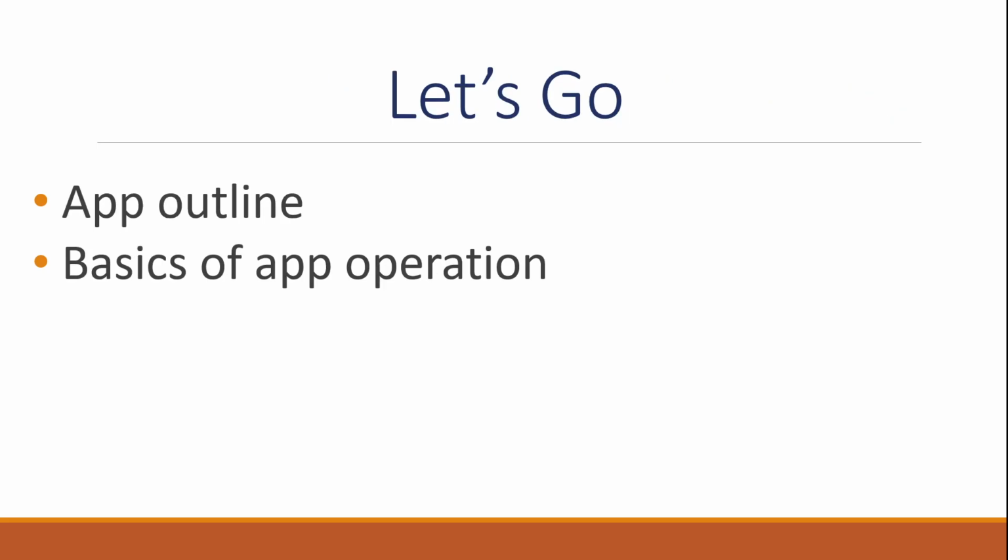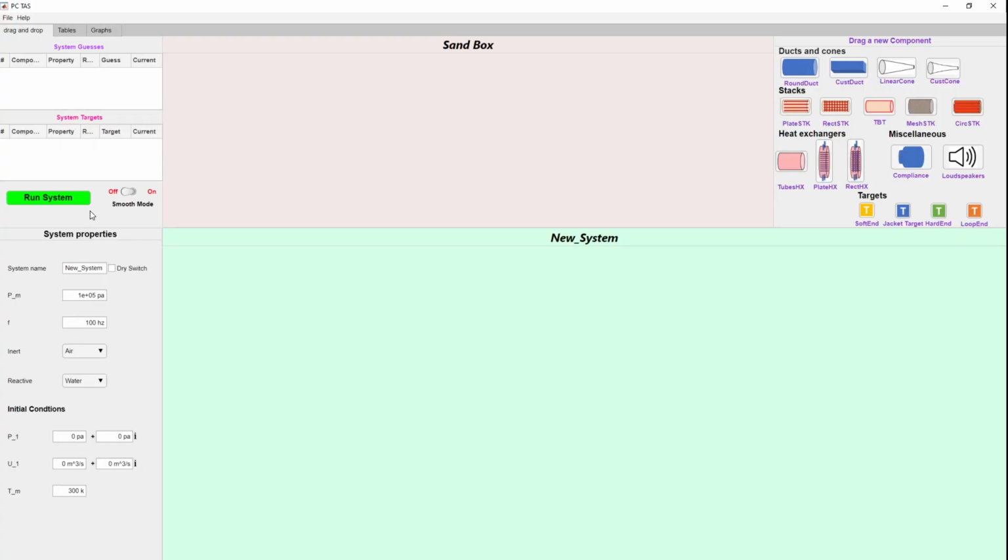So that was the installation, and now we're going to go ahead and look at the app itself. I'm going to go ahead and open it. You see it right here. This is the main screen of PC-TAS. It's called the drag and drop screen, and it includes all the most important parts of the application.